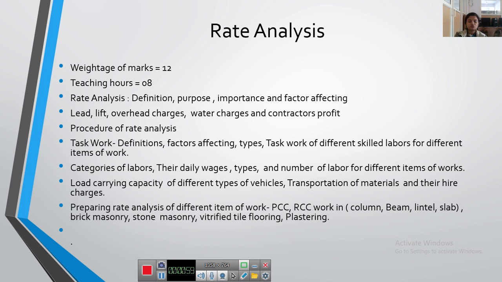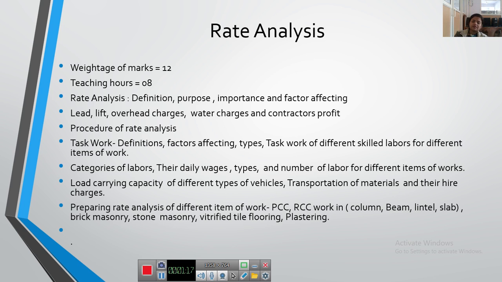Next will be task work: definitions, factors affecting task work, types, and different tasks of different skilled labors for different items of work. These are some topics that we are also going to discuss in this unit.